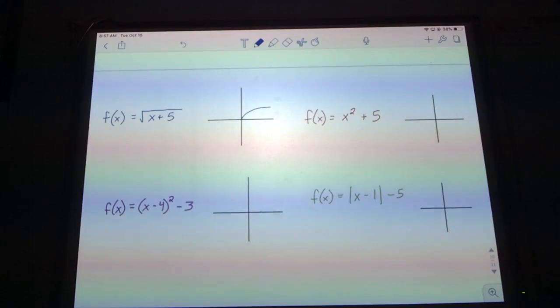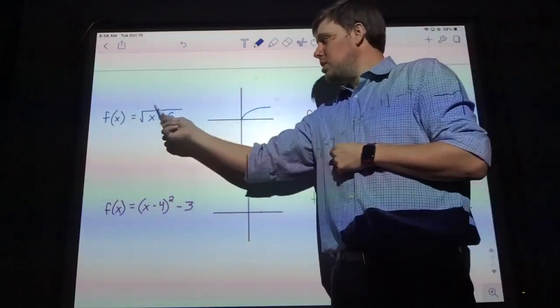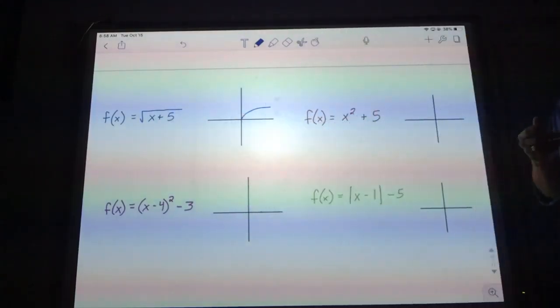Now, is that 5 connected to the x or not connected? Is it grouped with it? Looks like it is. It's underneath this, right? So it is grouped with it, because there could be something outside like this. That's what I mean. So that is grouped with it.